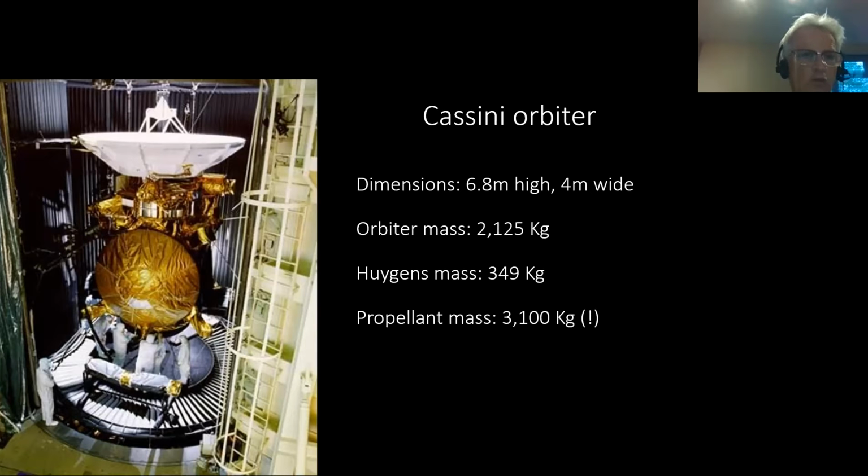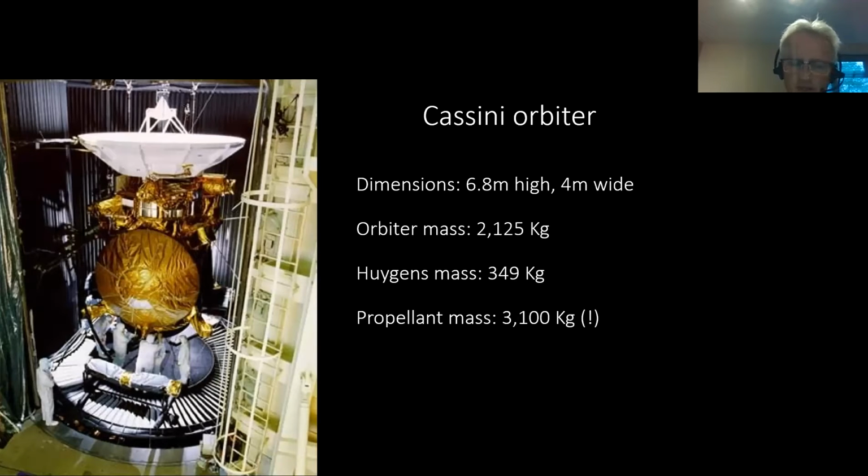And you see the enormous high gain antenna on the top, used for sending the data that it gathered back to Earth. And then there are numerous instruments underneath the high gain antenna that Cassini had. But of course, the Huygens lander had its own suite of instruments. So it's an enormous spacecraft, nearly 7 meters high and 4 meters wide. Very massive, over 2 metric tons. The Huygens lander itself was 349 kilograms.